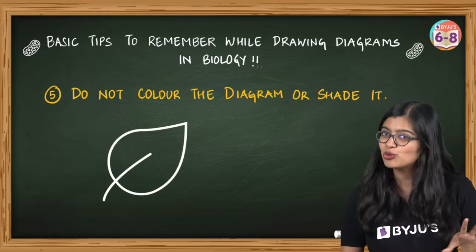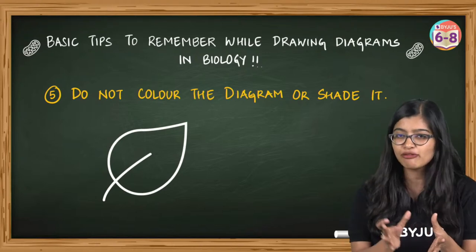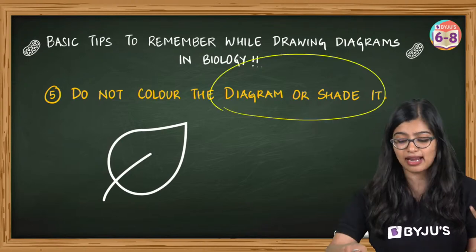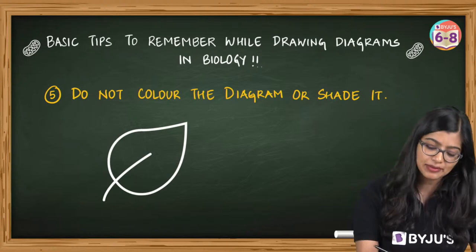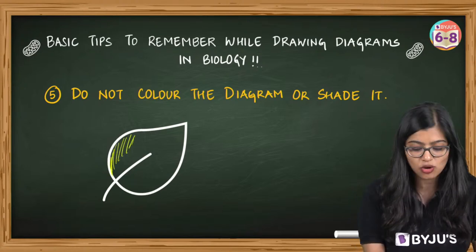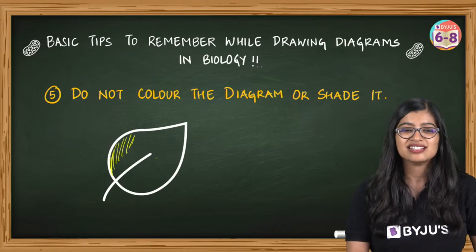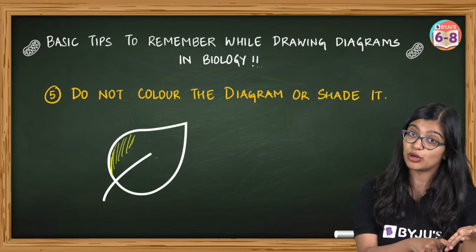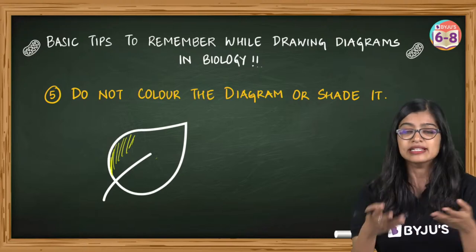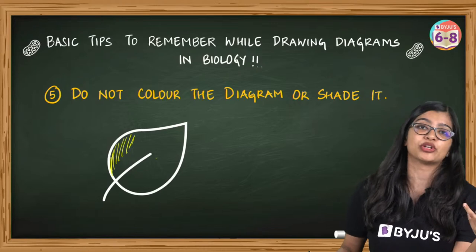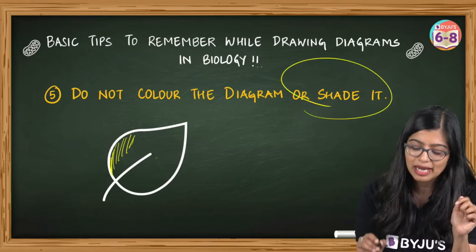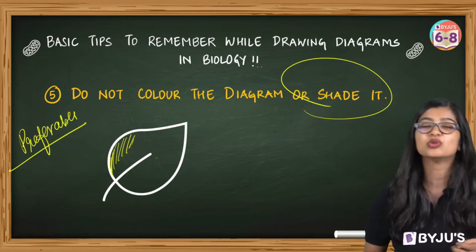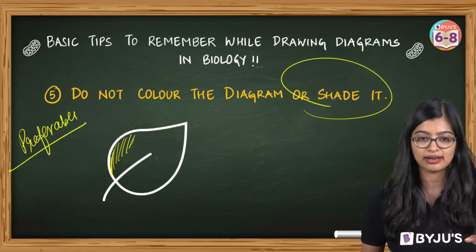See, this is something we tend to do and we think it's okay. But preferably, from your examination point of view, do not color the diagram or shade it. Because sometimes when we start shading like this, or giving all these effects, it will not look very nice. First of all, it's a waste of time during your exams, right? You don't need to shade it. Secondly, sometimes it can misinterpret what you are trying to say, right? So it is preferable that you do not color your diagram or shade your diagram, right?